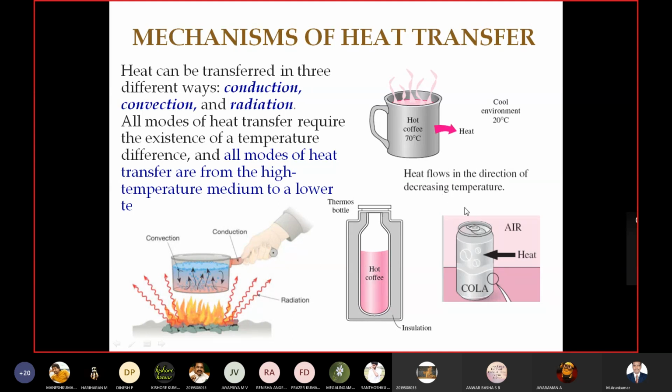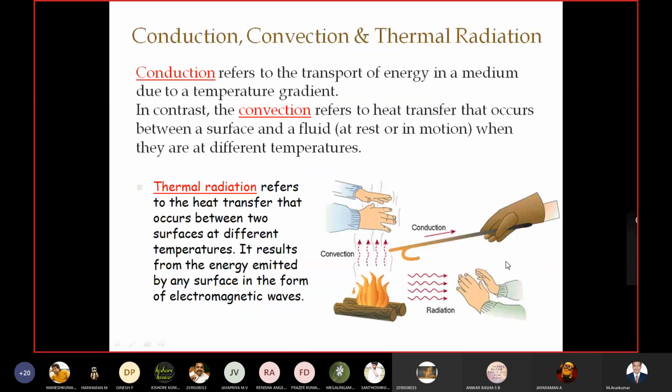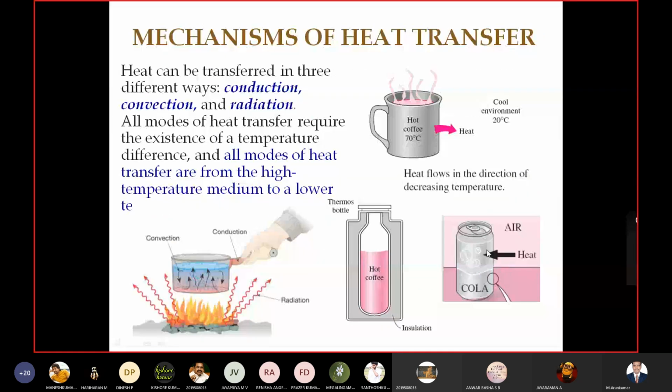So in our atmosphere, take an example temperature of 20 degrees Celsius. The cool drinks will be only below this temperature. So there will be heat flow from the surroundings to the cool drink inside the tin. So these are some examples of heat transfer. Then we have three modes of heat transfer, that is conduction, convection and radiation. Then we may define each and every process.